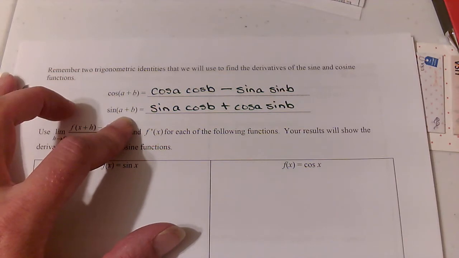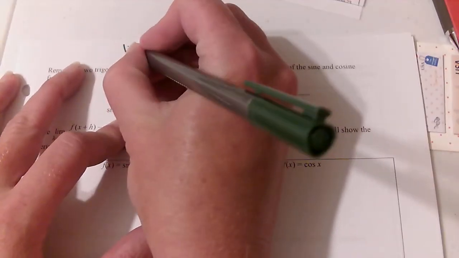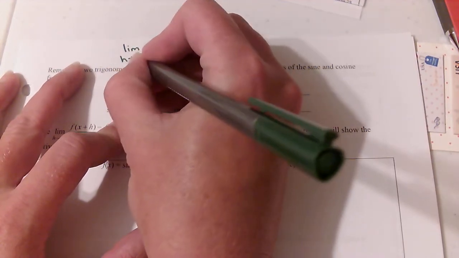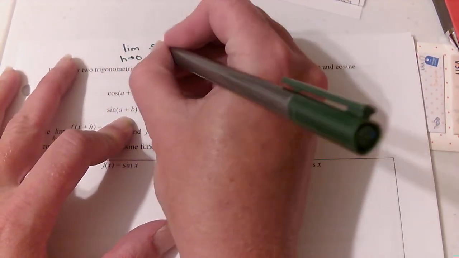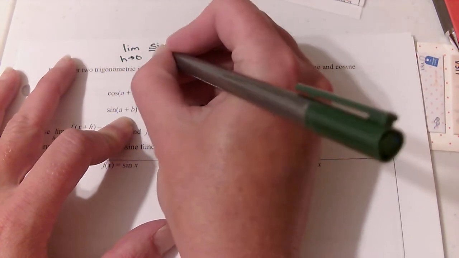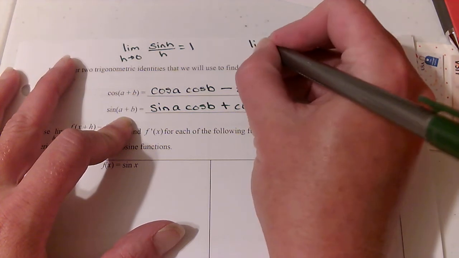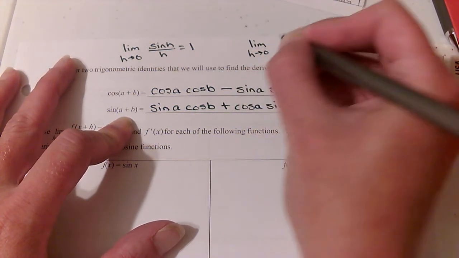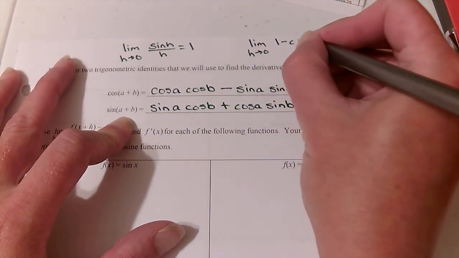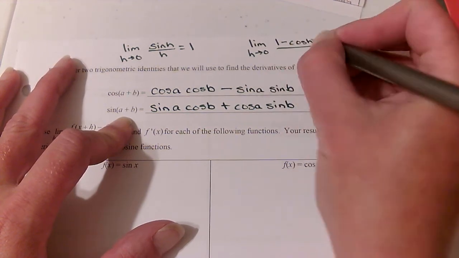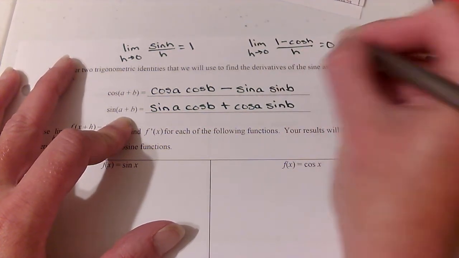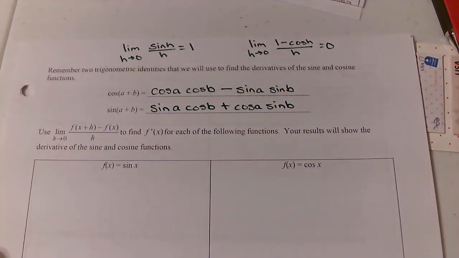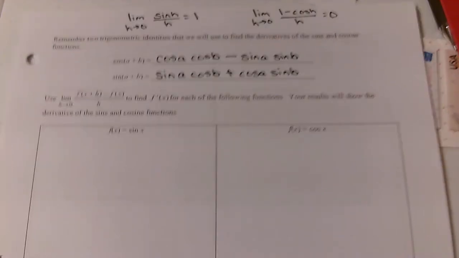We also want to remember that the limit as h approaches 0 of sine h over h is 1, and the limit as h approaches 0 of 1 minus cosine of h over h is 0. Very important. So let's start with sine.